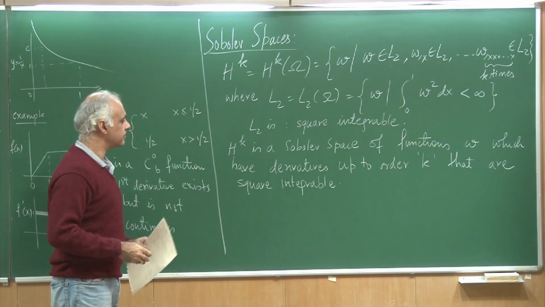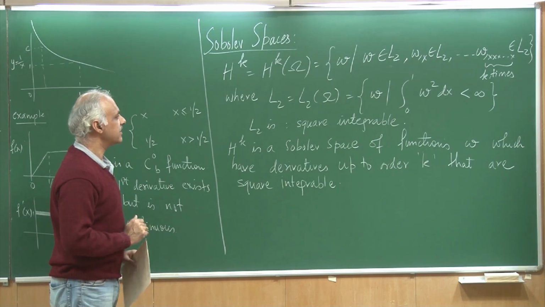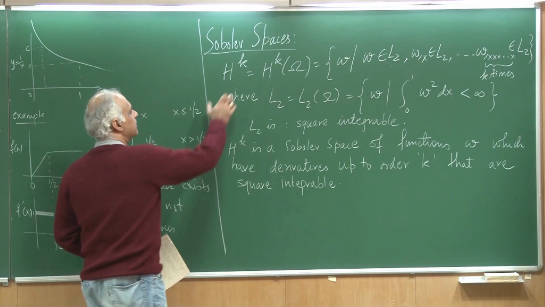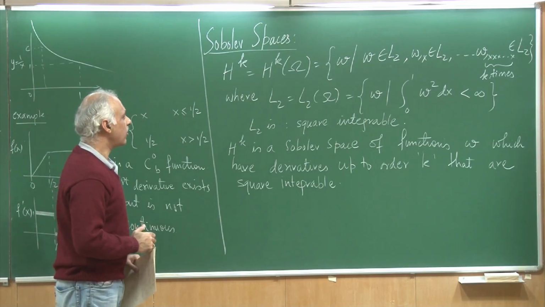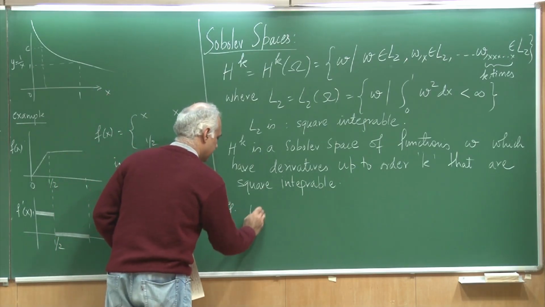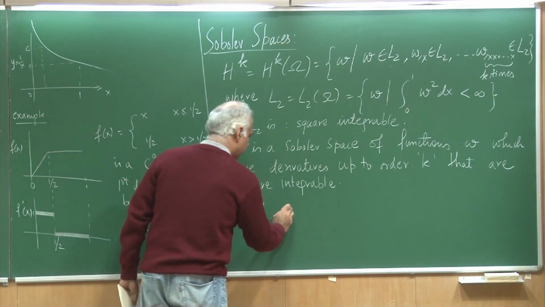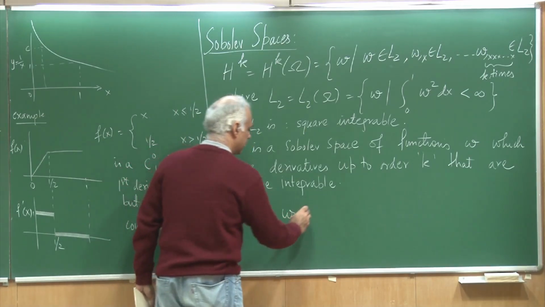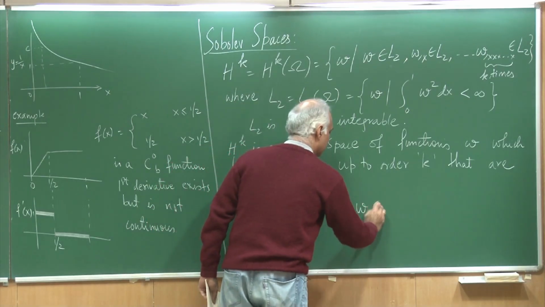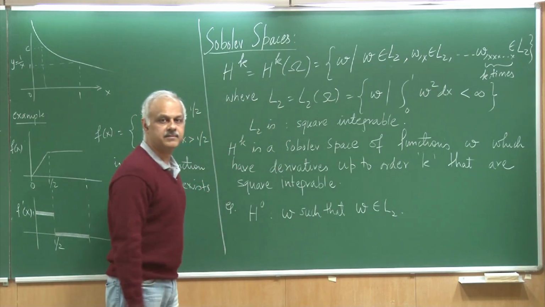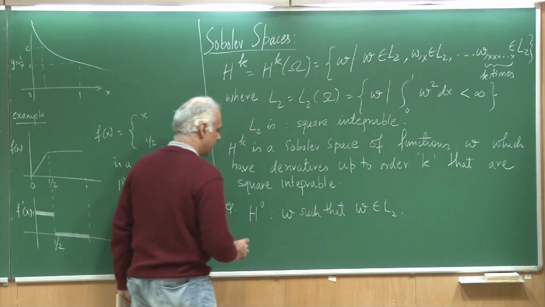Okay. So I hope the definition is clear. This is just an introduction to a simple space denoted by Hk. Suppose I talk about H0. H0 consists of functions W such that W belongs to L2. As simple as that. I just need to take the function itself and make sure it is square integrable.